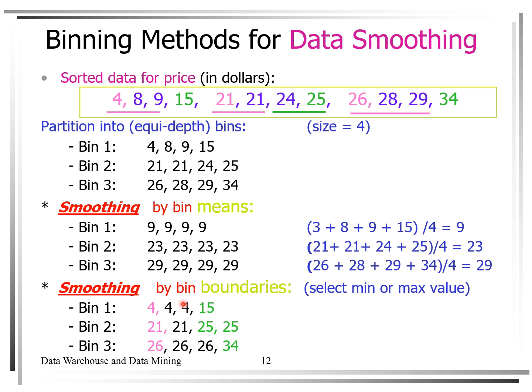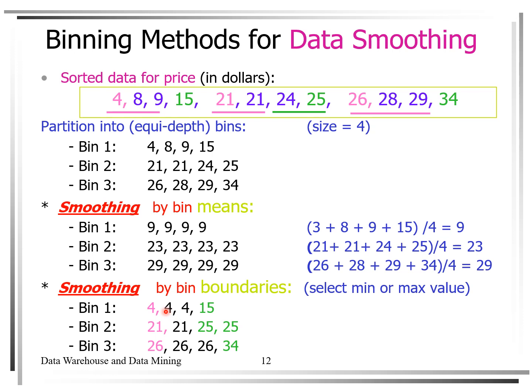Now, when we talk about smoothing by boundaries, we are going to select either the minimum or the maximum value. So we go to the bin and we identify what's the minimum and what's the maximum. So here is the minimum, 4, and here is the maximum, 15. Let's say that we will choose the minimum. So we will be replacing all the values except for the maximum by the minimum value. So it will be 4, 4, 4, and 15.